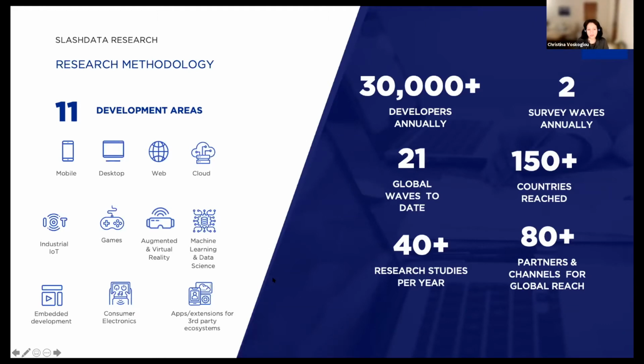And so you need to know where all that comes from, so that you can judge for yourselves really. So what we do is that we run global developer surveys twice per year. And we have done that 21 times actually already. We reach more than 150 countries every single time. In doing so, we reach about 20,000 every survey, so around 30K unique developers annually. And we do that through a wide network of partners and channels, more than 80.